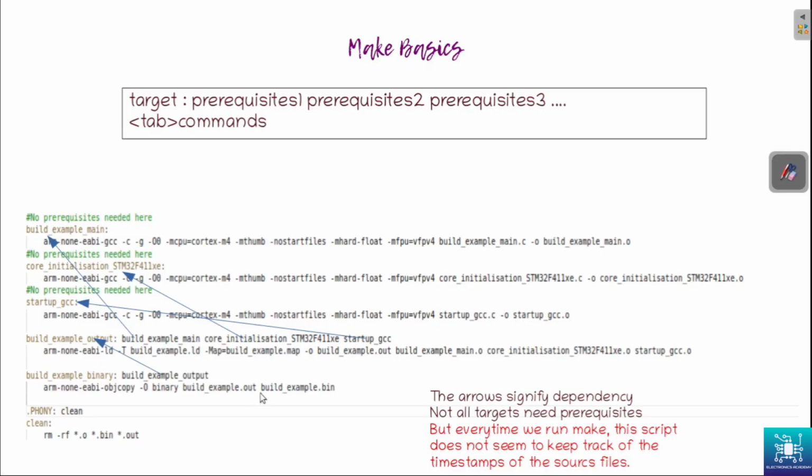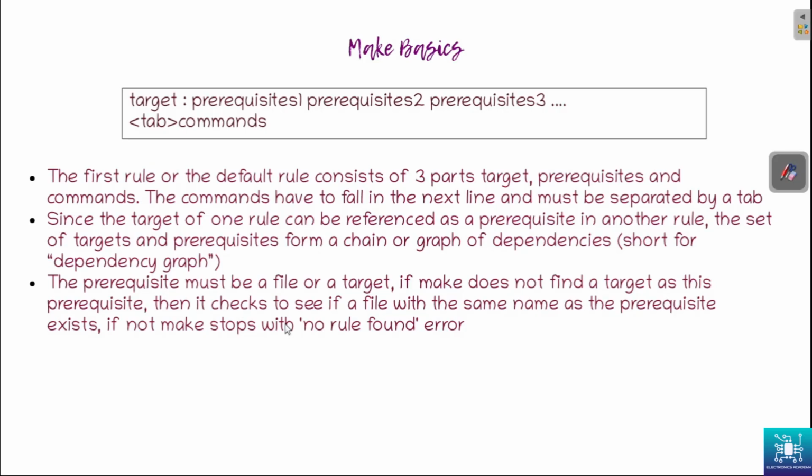Probably it will run the whole make process again, because it doesn't find anything, so it thinks that it's a fresh make process. If it finds the binary file, probably it will say nothing to be done, and so on. So we will write this makefile, and we will change the files here and there, and we will see how it behaves. As we see, every time we run make, the script does not seem to keep track of the timestamps of the source files.